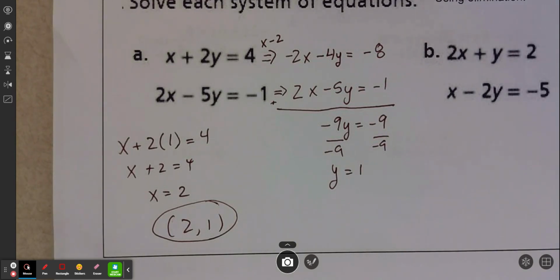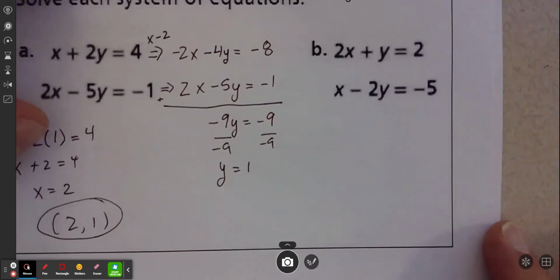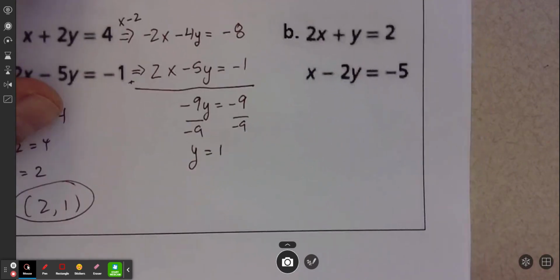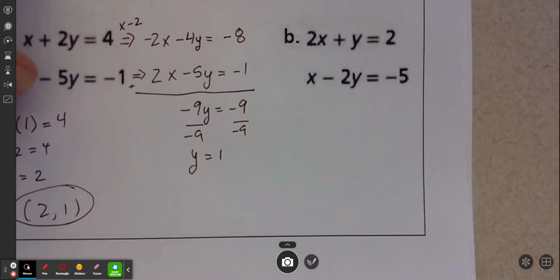Whenever I solve for y first, I usually put y first. So all I had to do was fix that one. I think that this is my favorite method. I think it's the quickest and in some respects the easiest. You can change whatever you want so that they match.